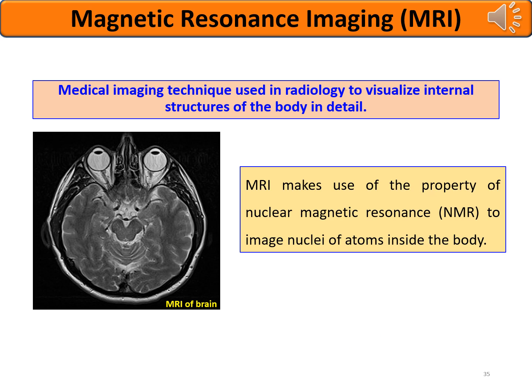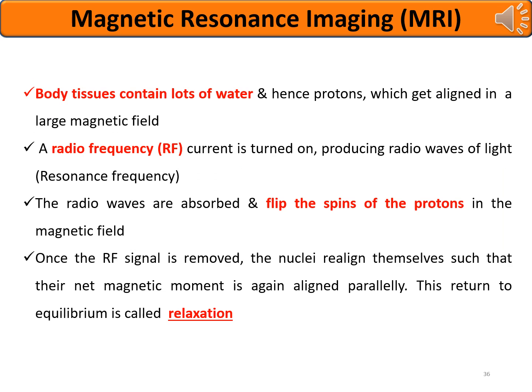One of the main applications of NMR spectroscopy in the medical field is magnetic resonance imaging, MRI. This medical imaging technique is used in radiology to visualize internal structures of the body in detail. MRI makes use of the property of nuclear magnetic resonance to image nuclei of atoms inside the body. Human body tissues contain lots of water and hence protons, that is, hydrogen nuclei.